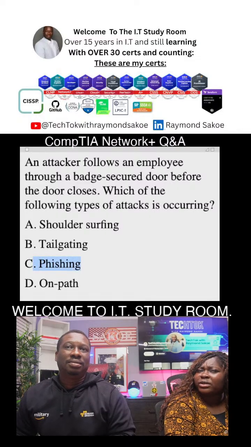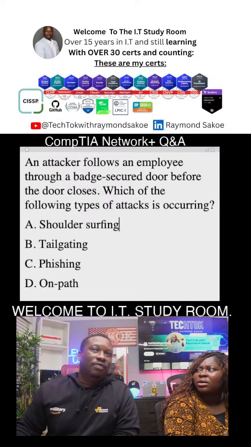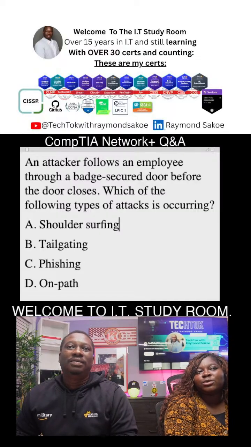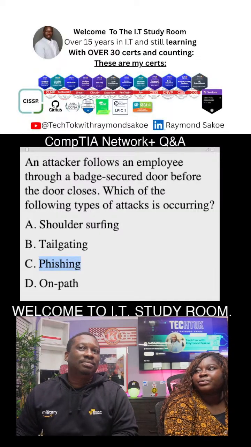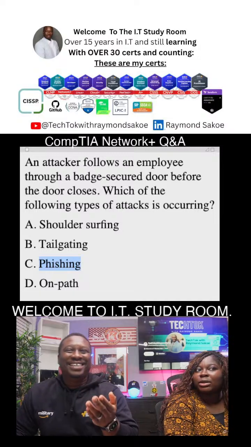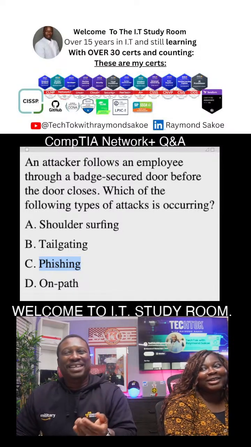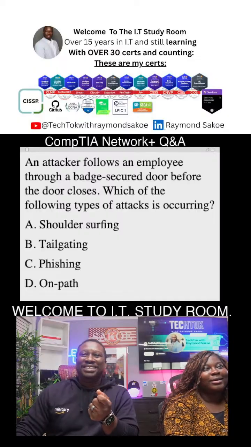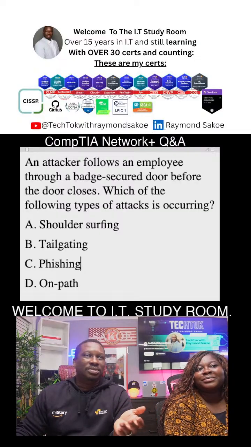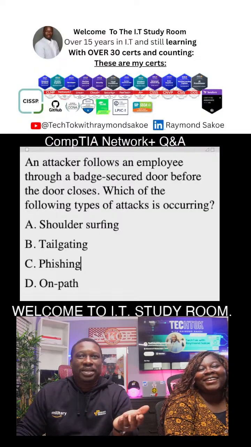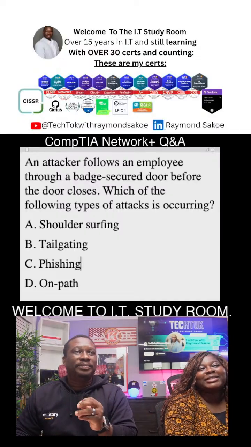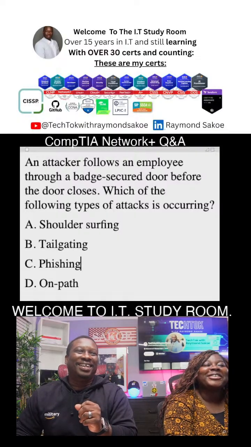Why not shoulder surfing? It's when you're trying to view someone's password or PIN. Can you please explain what phishing is? Phishing is sending a malicious email to a user. Right, so that is phishing, to get information from it. Basically social engineering, using emails. Right, tailgating. The answer was there.